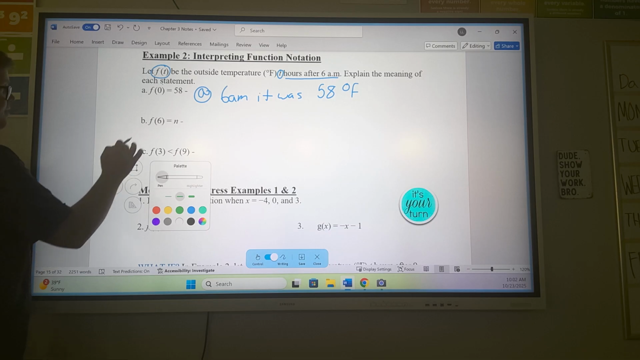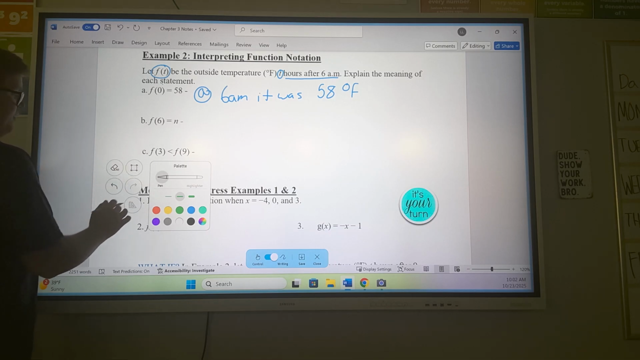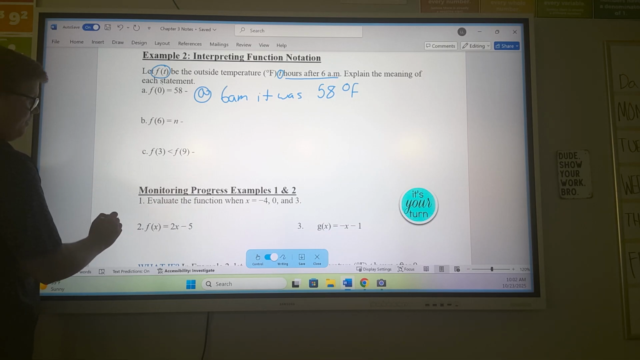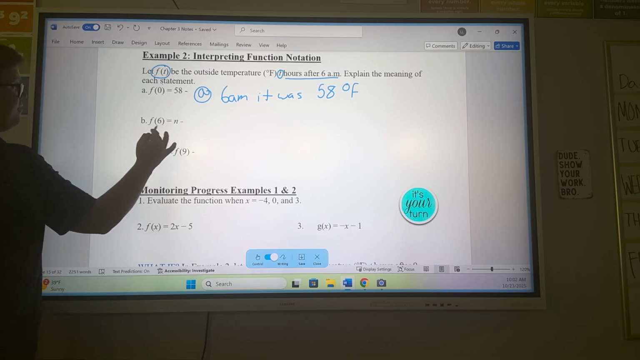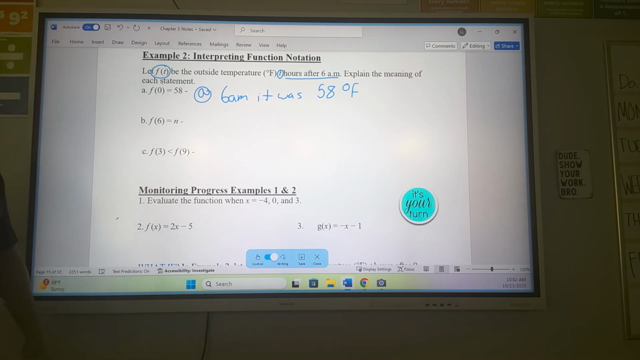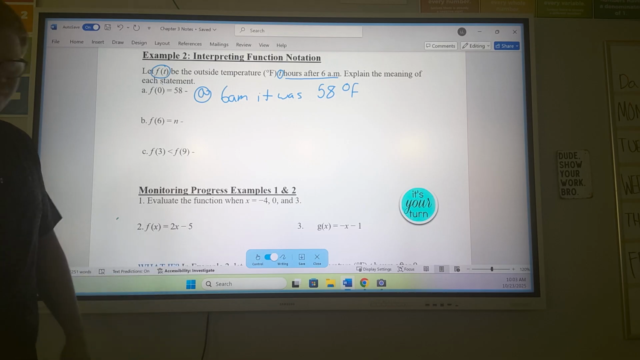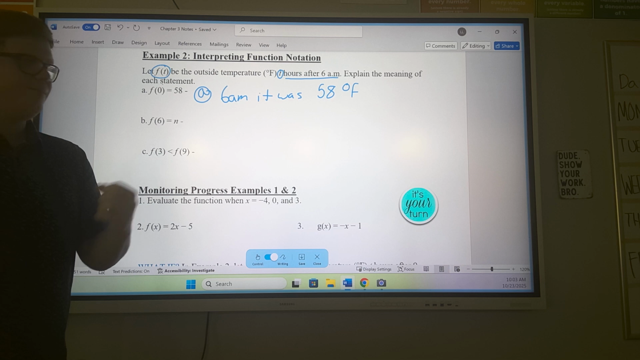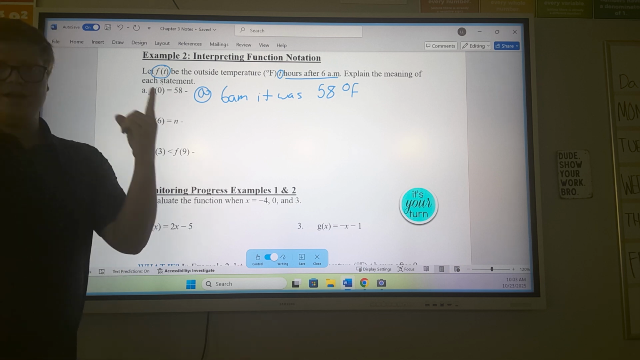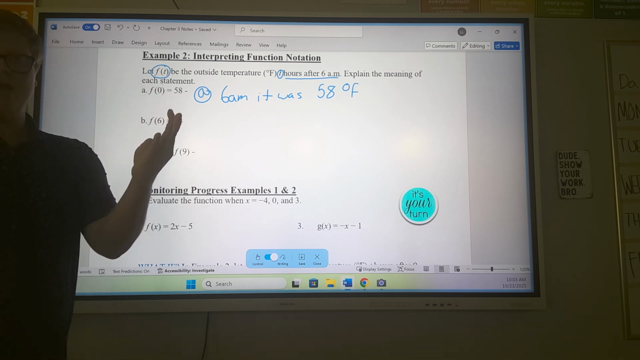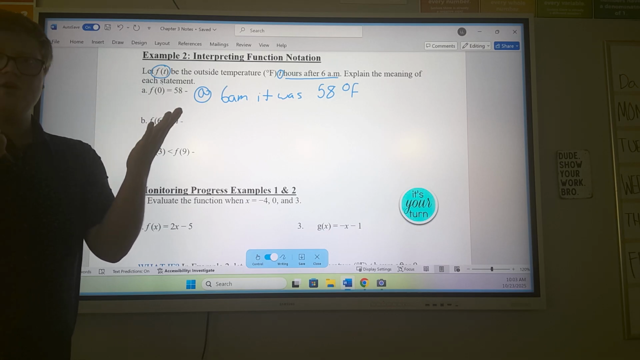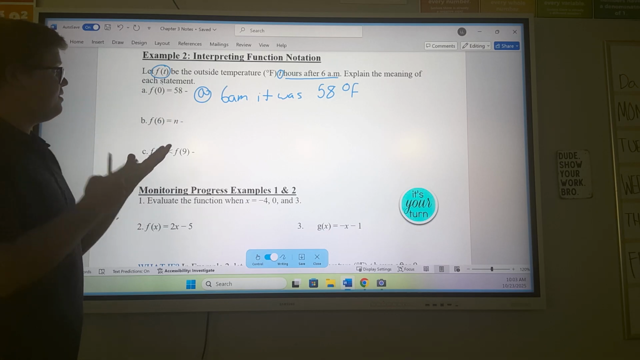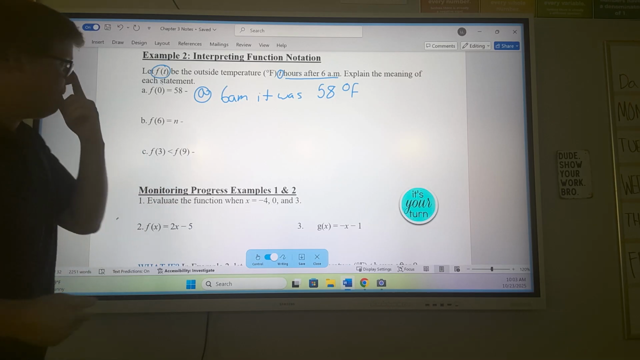This one says 6 hours after 6 a.m., it was n degrees. So that's what we're going to say. We need to figure out what 6 hours after 6 a.m. is. It's okay to count on your fingers for this one. 6 a.m., 7 a.m., 8 a.m., 9 a.m., 10, 11, and noon. So 6 hours after 6 a.m., it is noon.